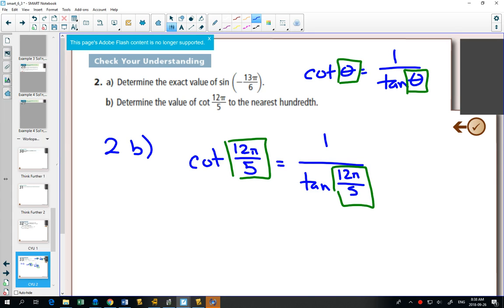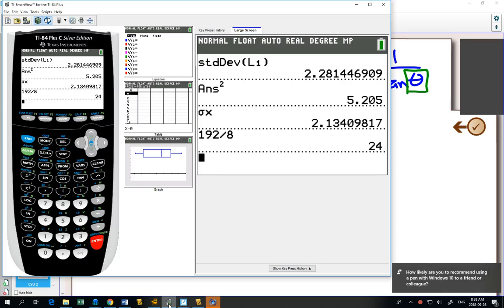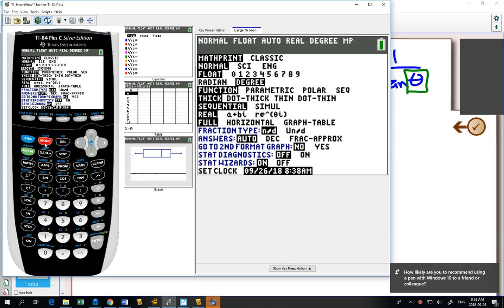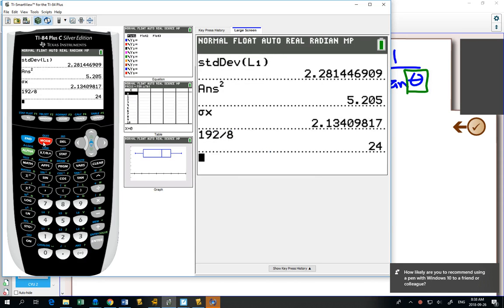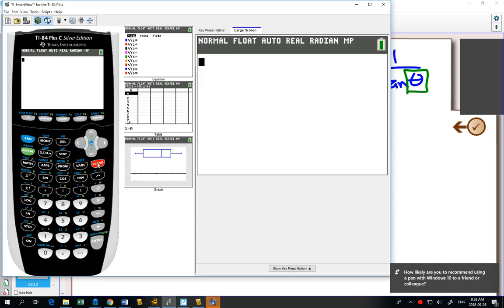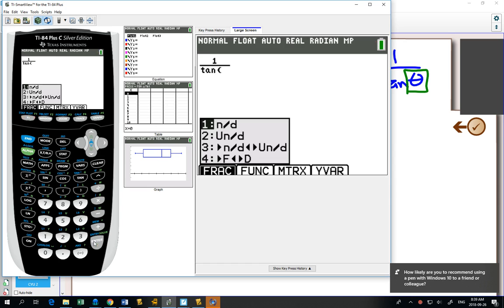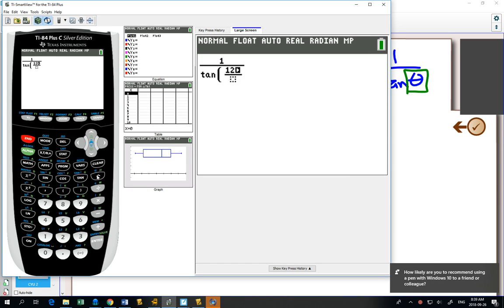So we take out our calculators. The first thing we have to do is go to our mode button and make sure that we're in radians, and I'm not. So I go to radian, push enter, and then quit out of my mode. And then write 1 over tan pi over 5.